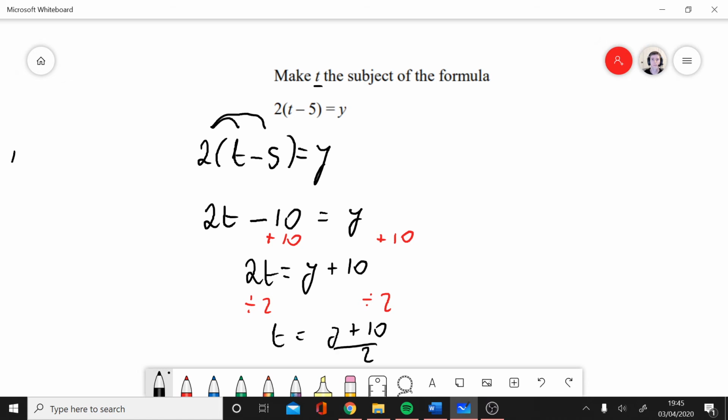Well done. Yeah, that's correct. T is equal to Y plus 10 over 2.